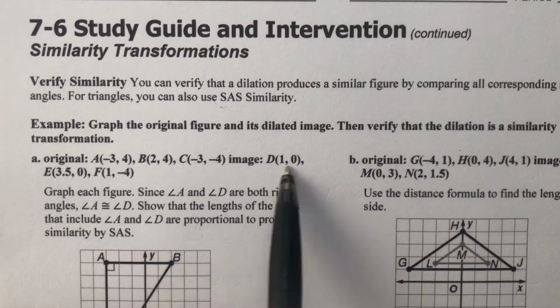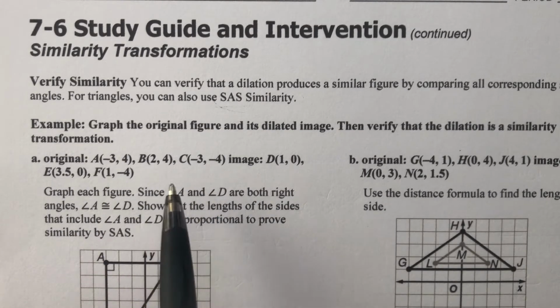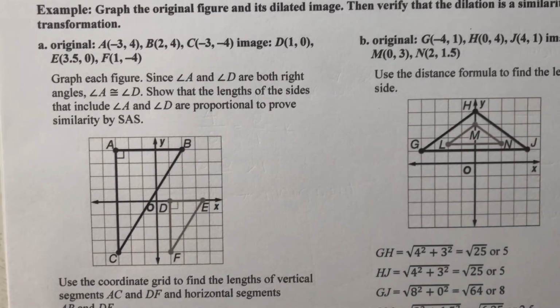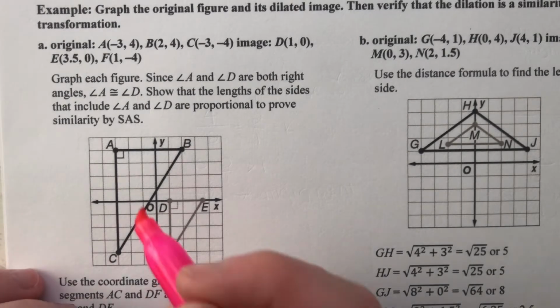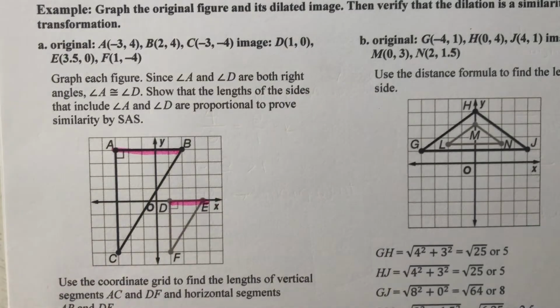So here it gives us all the points. We have to graph all the points, right? Once we do, it looks something like this. And then we can compare all the corresponding sides. So I'm going to highlight them in different colors. This top is corresponding to this top.